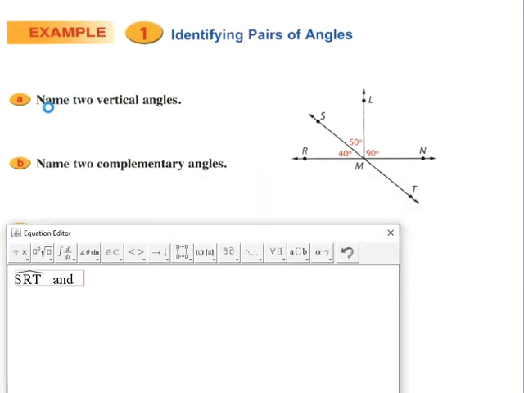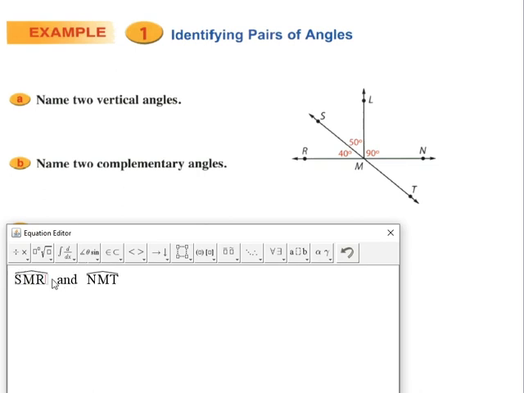We are talking about identifying pairs of angles. So it's name two vertical angles. The vertical angles must be from the intersecting lines, SMR and NMT. So angle SMR and angle NMT. This is important here, the letter M. As you see, there is a mistake here. SRT, what is SRT? SMR. So the first angle is SMR.